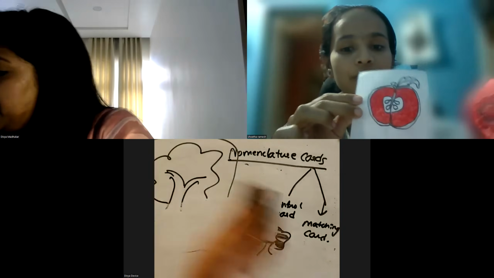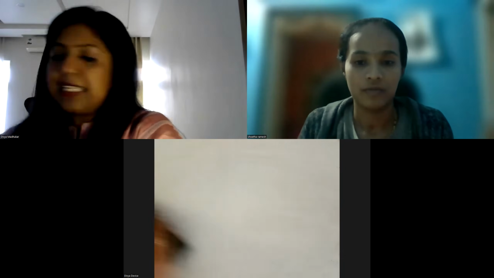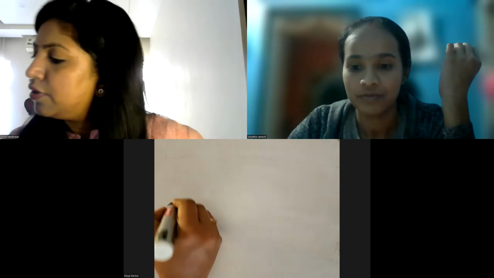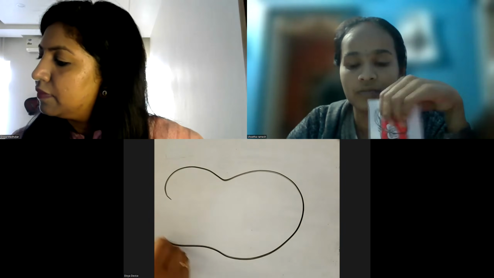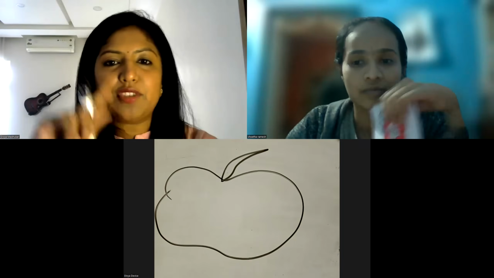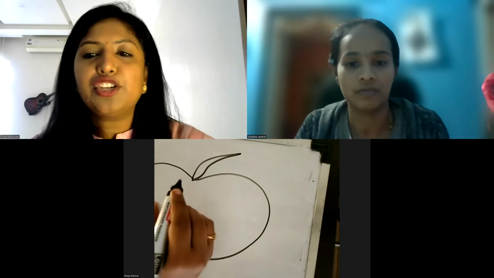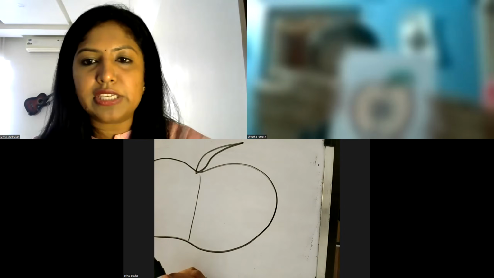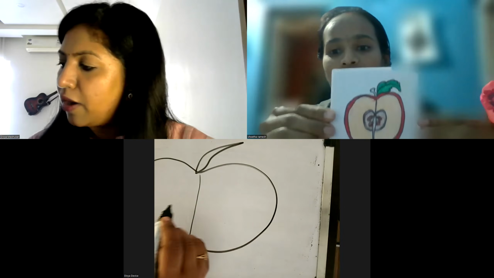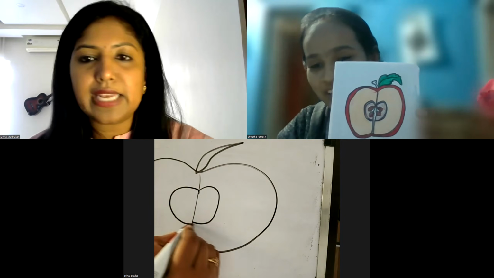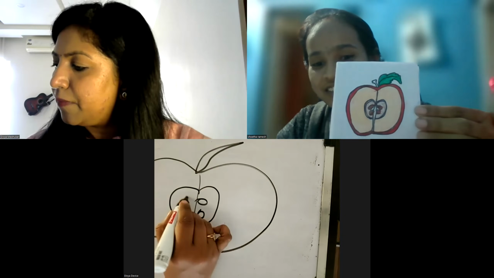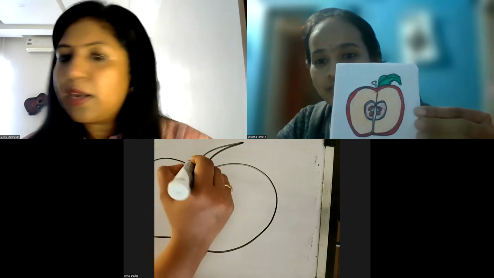Correct. To make it easier, she took an apple, right? So how was your apple? Can you show me, Shweta? Okay, so she's got one imaginary line here. And how many seeds? She's got four seeds here. Now what else is there?